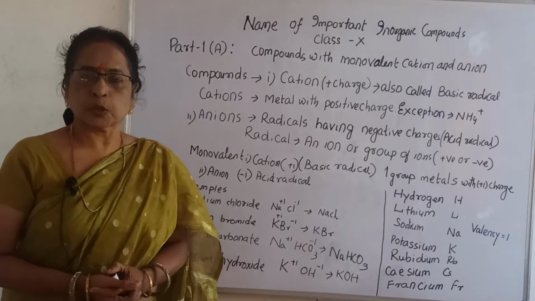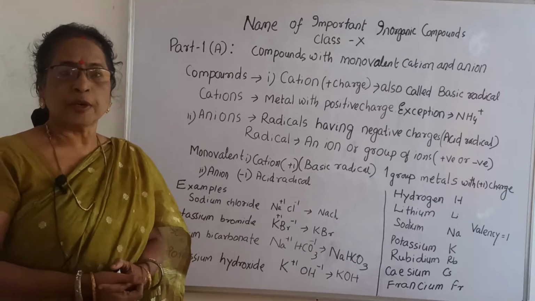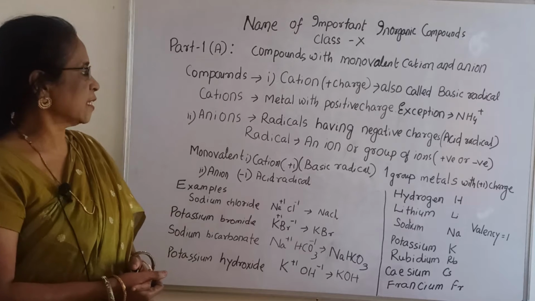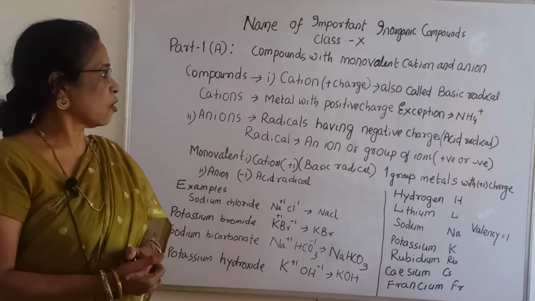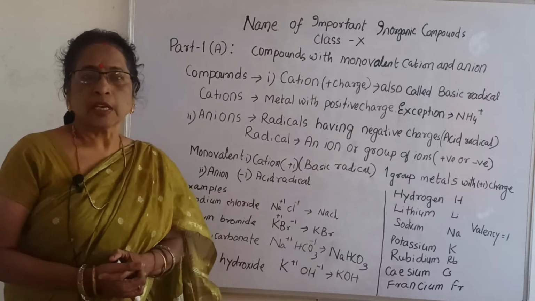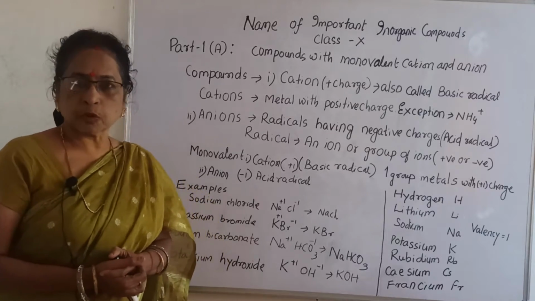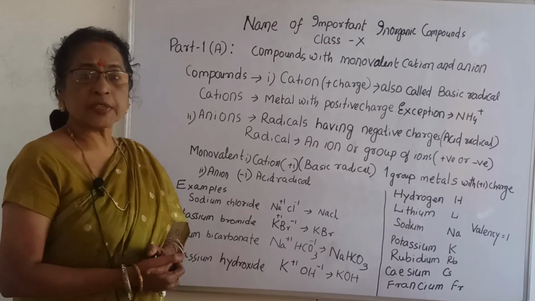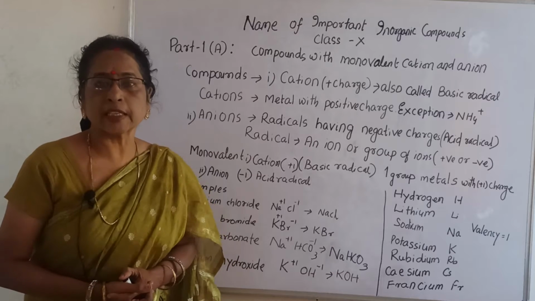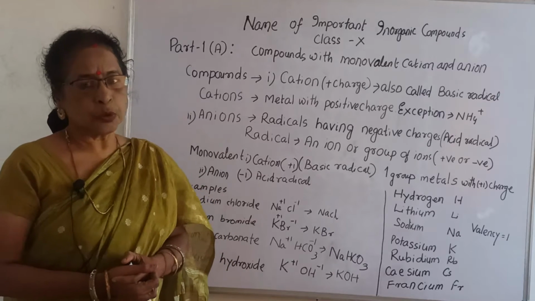Just like Ca+2, Na+1, Fe+3, aluminum Al+3. Like this, they are metals with positive charge that are generally called cations. Cation means metal with positive charge, maybe +1, +2, +3, like this. Now, one is an exception case. What is the exception case? NH4+1.